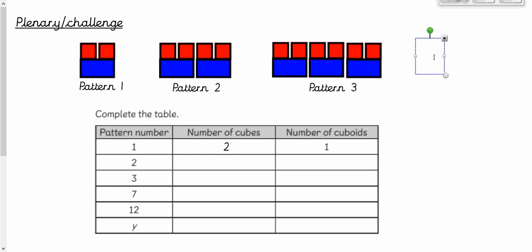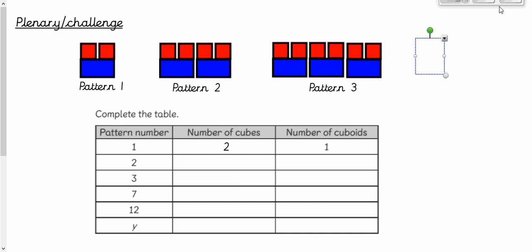So pattern number 1, we have a rectangle, 2 squares. Pattern number 2, we have an amount of rectangles and amount of squares. Pattern number 3, we have an amount of rectangles and amount of squares, or cubes and cuboids, should I say. So pattern number 1, there are 2 cubes and 1 cuboid. Pattern number 2, how many will be? 3, how many will be? 7, 12, and y.